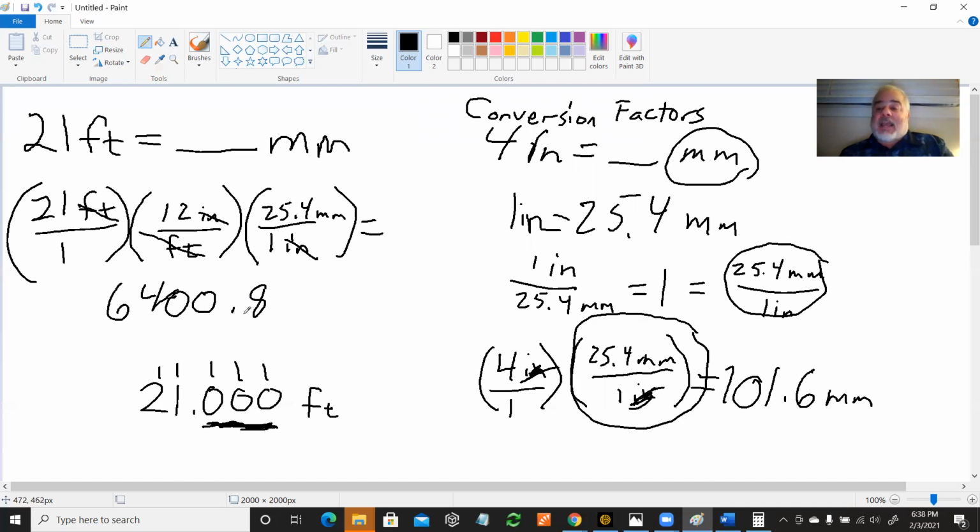So that's exactly the answer I would give if I had 21.000 feet as my starting point. But since I have only 21 feet, I don't care. It's just 6,400. That's my millimeters. That's my final answer. Don't forget the millimeter.